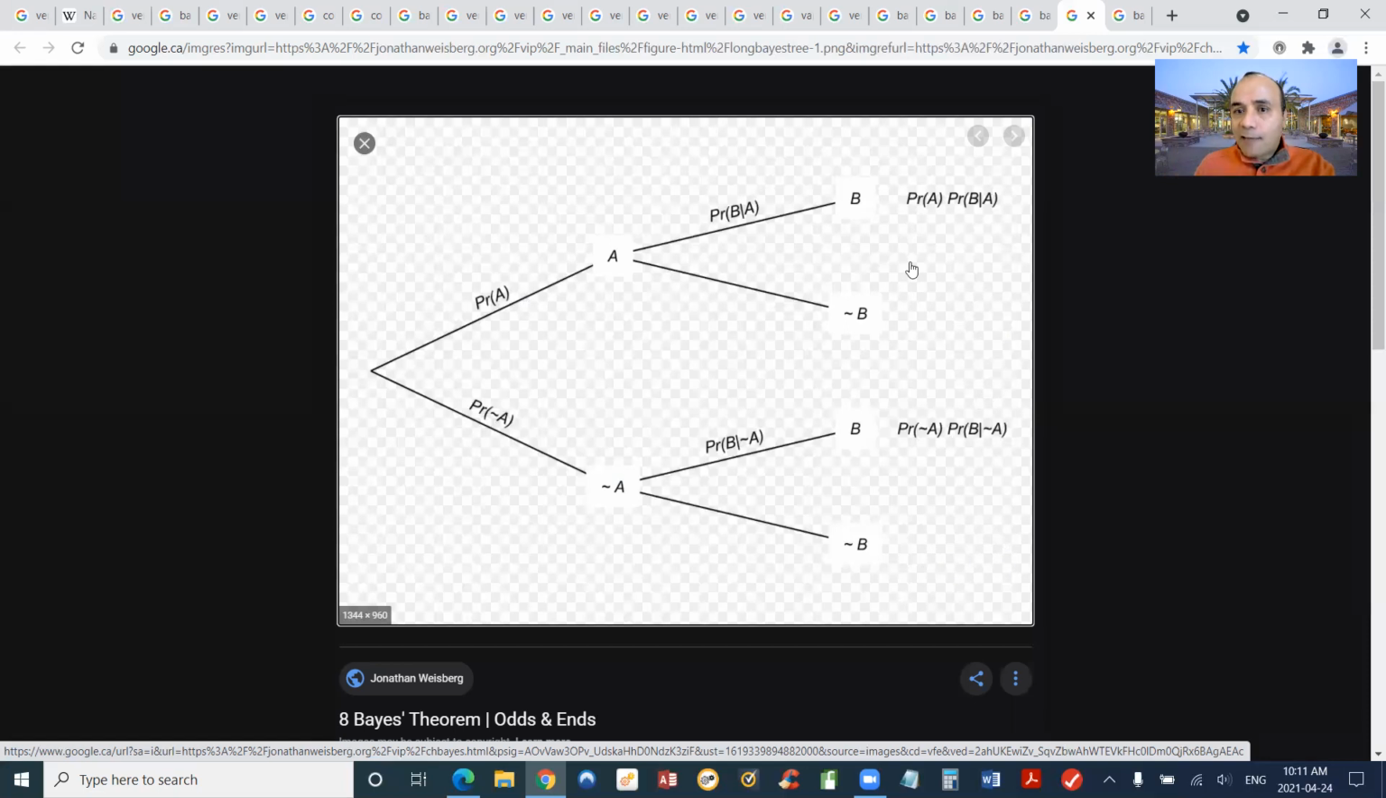Now, if I wanted to ask you to tell me what's the probability of B in this solution space, it's very easy. You're going to say the probability of B once A is happening times the probability of A. So that was this one plus this one, this pathway. It's going to be the probability of B once not A is happening times the probability of not A.